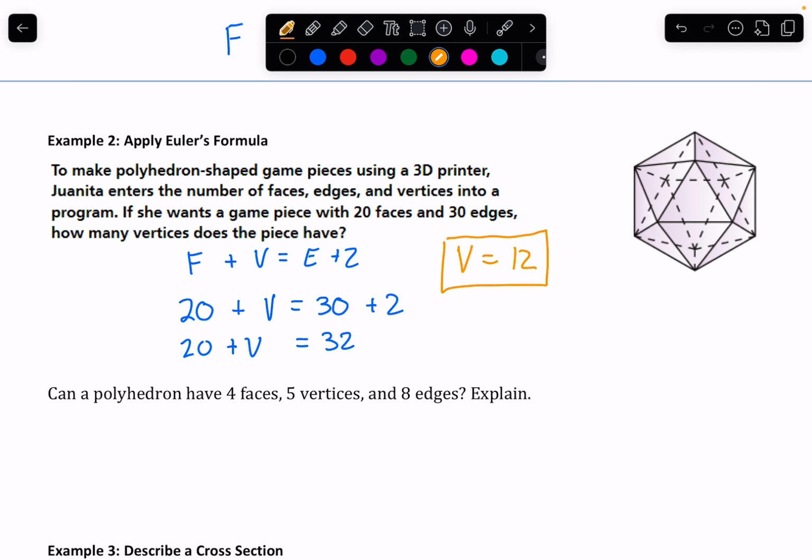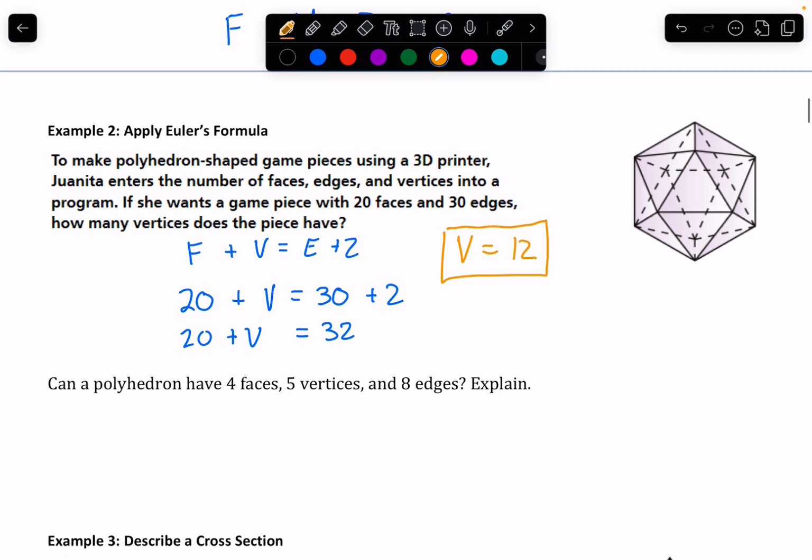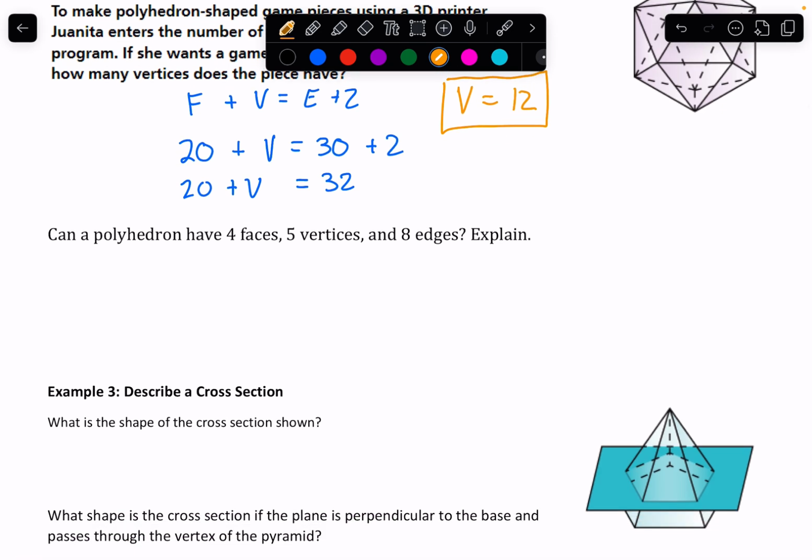The next thing that can happen is we can use Euler's formula to decide whether we have a polyhedron or not. There are some combinations of faces, edges, and vertices that don't make a polyhedron because they don't come together at all of the right spots.